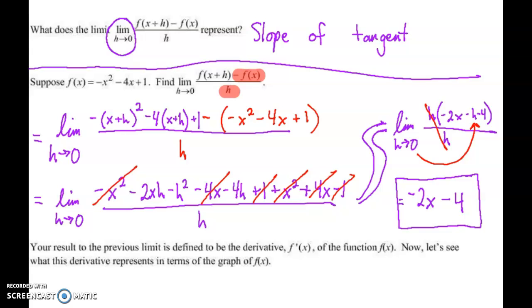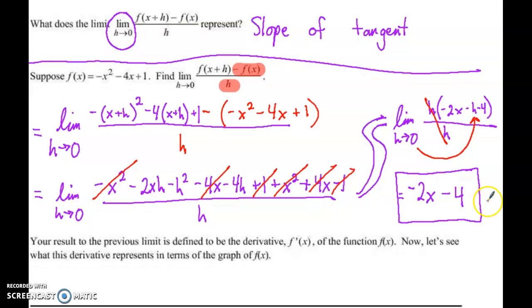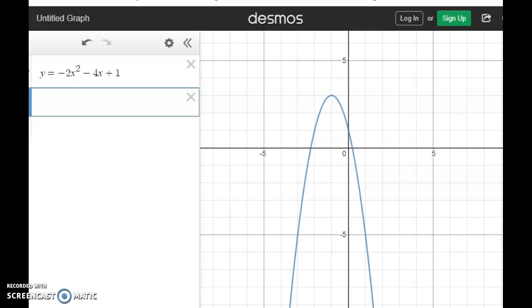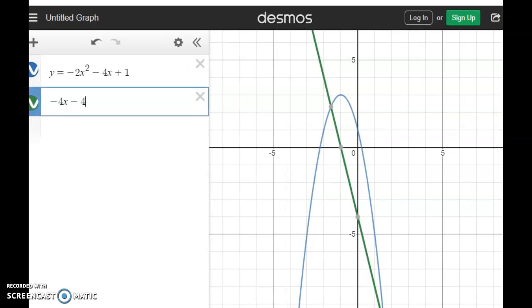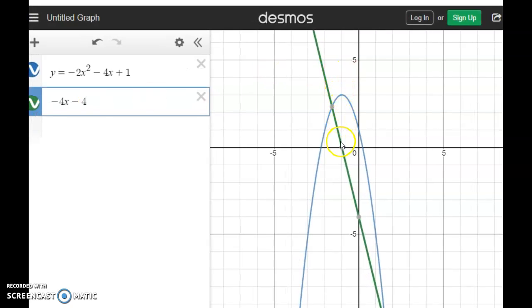So let me take a moment and explain what this means. And I'm going to use Desmos to explain it. So let me pull that up real quick. So I went ahead and graphed this curve. So what I can do is type the answer we got, negative 2x minus 4, which right now doesn't look like anything. But what I'm going to do is hide this for a second. What these values are telling me are the slopes at that point. So the blue curve is what we started with. The green line is finding the slopes of the tangent line.